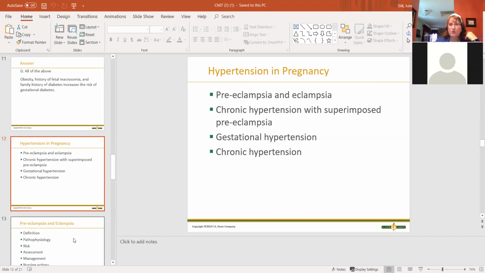Then there is also gestational hypertension. This is where the mom would get high blood pressure for the first time after 20 weeks gestation, and they don't have any other signs or symptoms that are associated with preeclampsia. And then the chronic hypertension would just be someone who already had it before they even got pregnant.